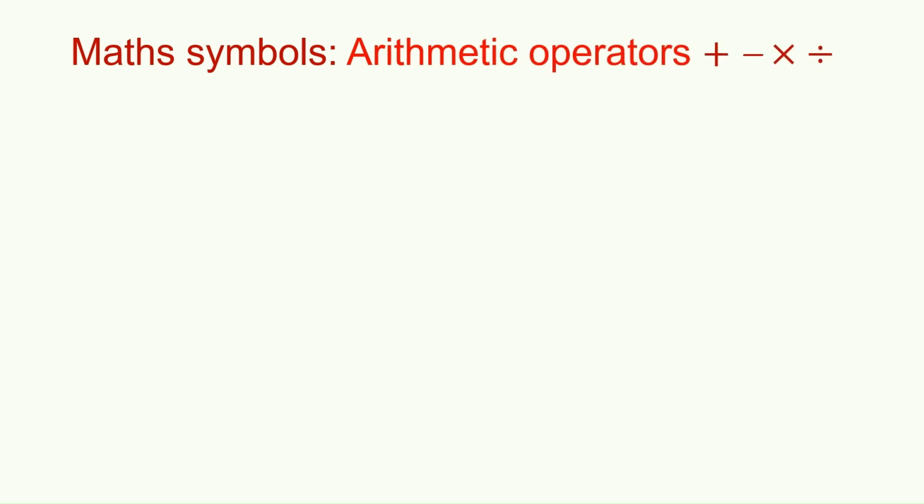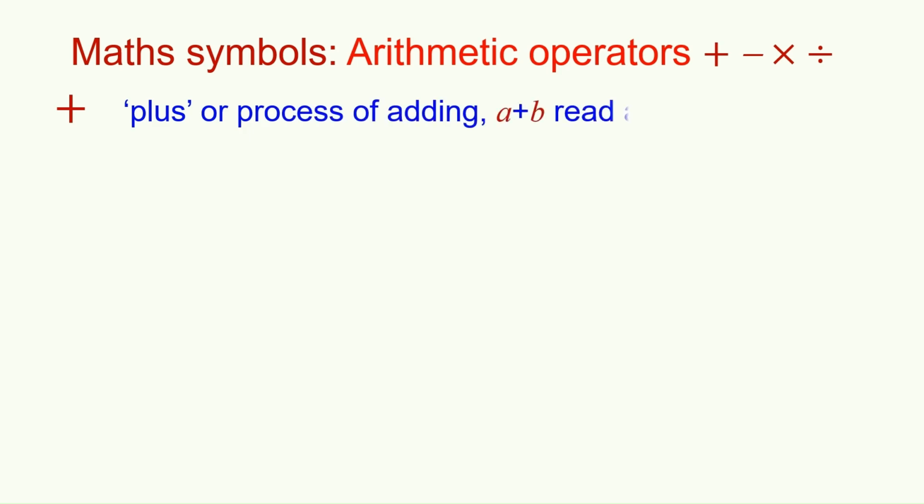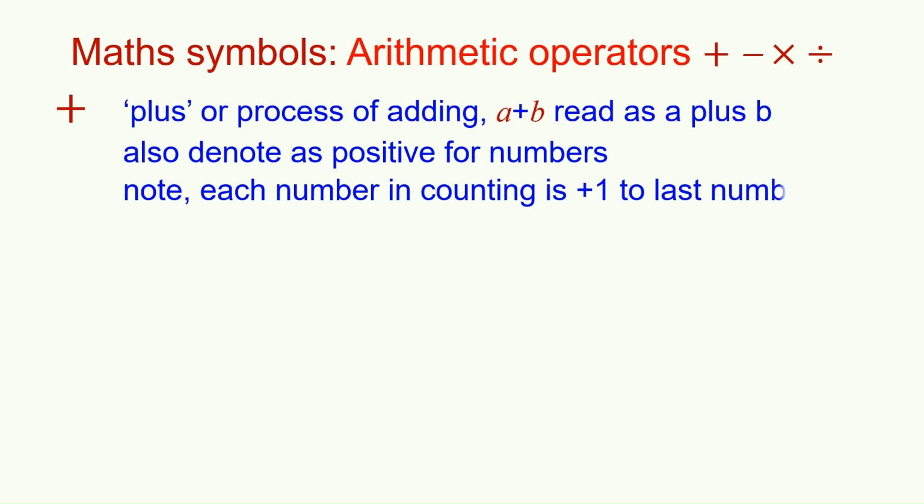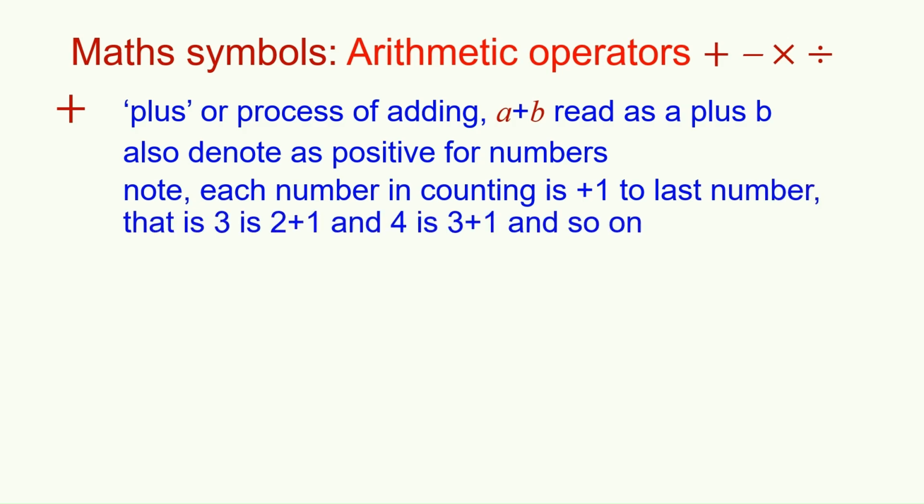Mathematics symbols. Arithmetic operators: plus, minus, times, divided by. Plus is the process of adding. A plus B is read as A plus B. It is also denoted as positive for numbers. Note: each number in counting is plus 1 to the last number. That is, 3 is 2 plus 1, and 4 is 3 plus 1, and so on.